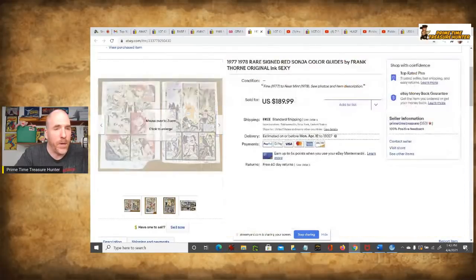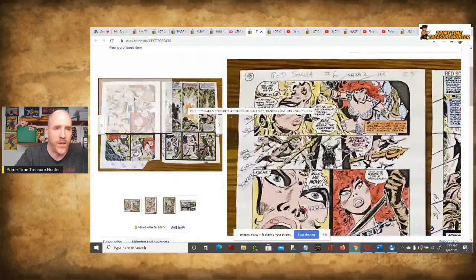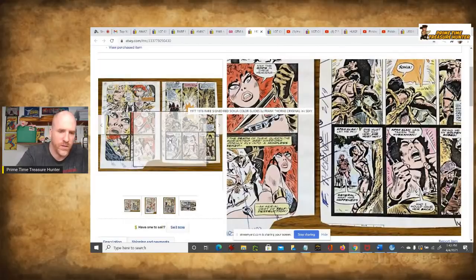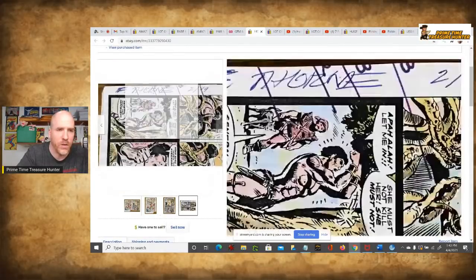Now, at the time that I purchased these, Frank Thorne was still alive, but he was getting up there in age. Now, he signed these. You could see right over here, that's his signature. I know it doesn't look like it because it's printed, but that's actually how he would sign his name, F. Thorne, like that, right on the side. Here, let me get you another close-up of it.